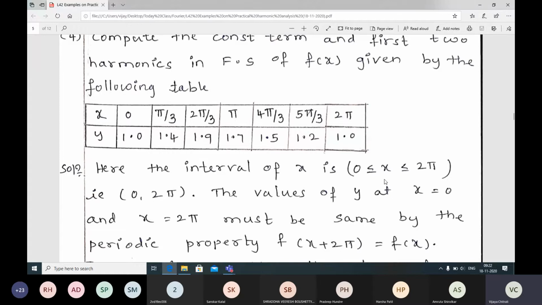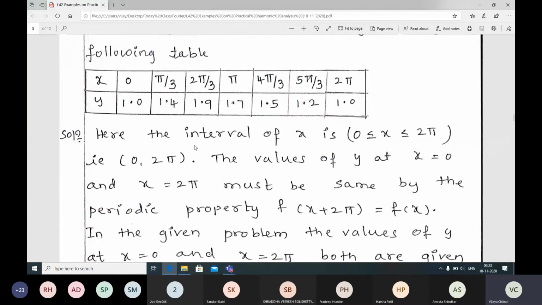So here the interval is 0 to 2 pi. The values of y at x equal to 0 and x equal to 2 pi must be the same by the periodic property. Why is it the same? Because f of x plus 2 pi is equal to f of x. Because of this periodic property, at x equal to 0 and at x equal to 2 pi we have y equal to 1.